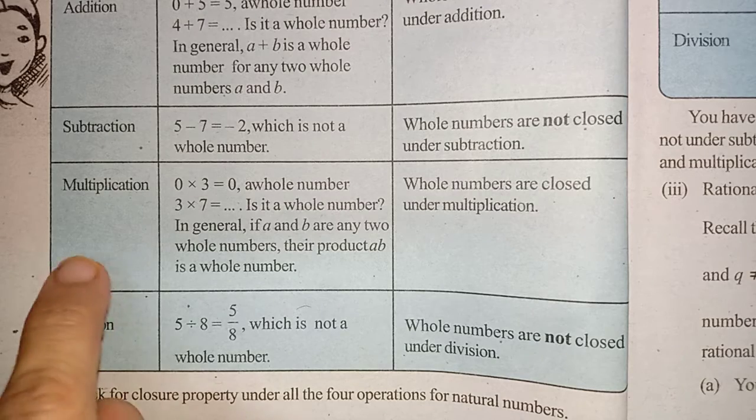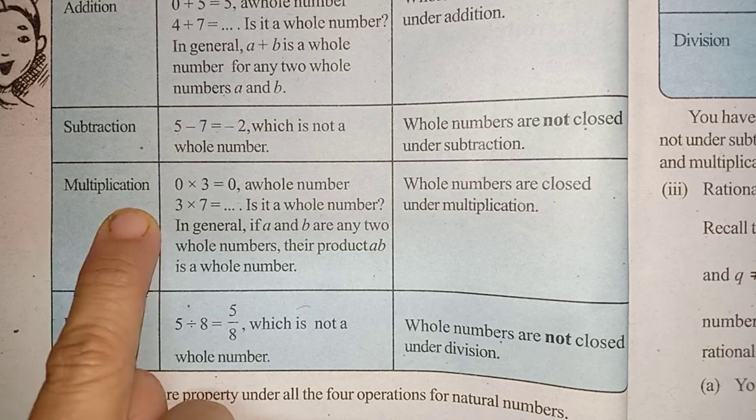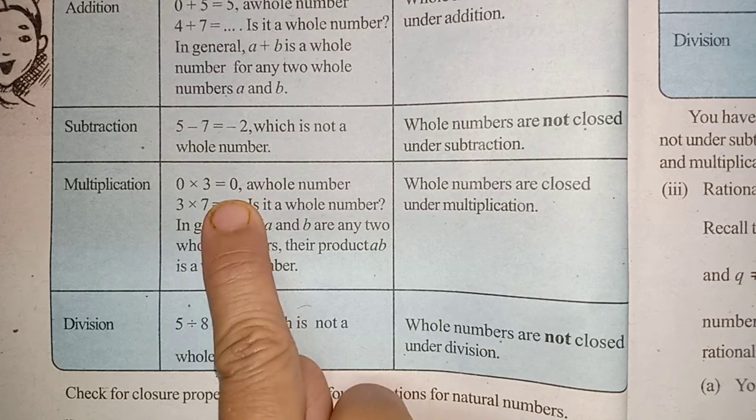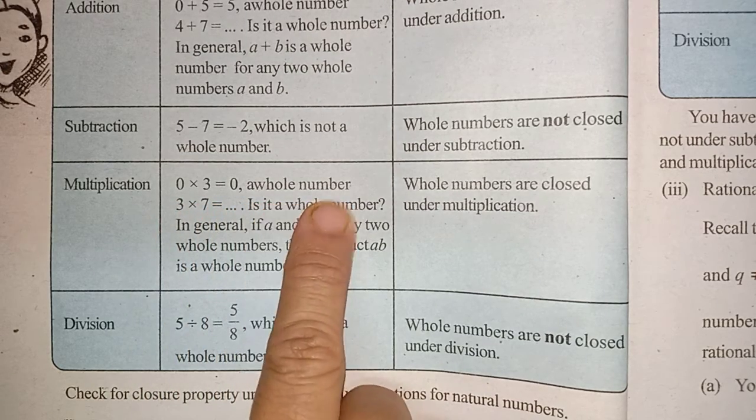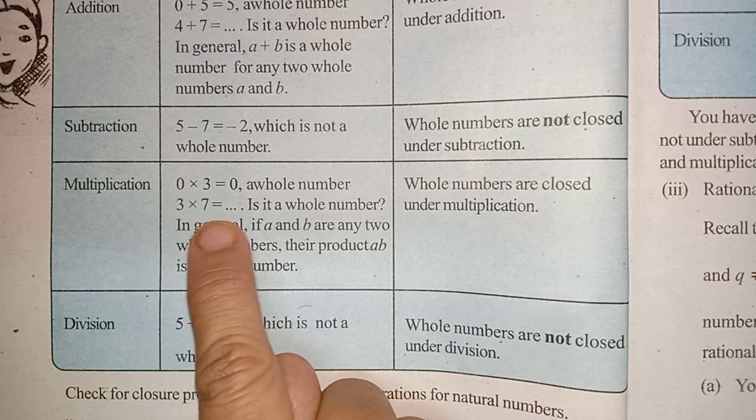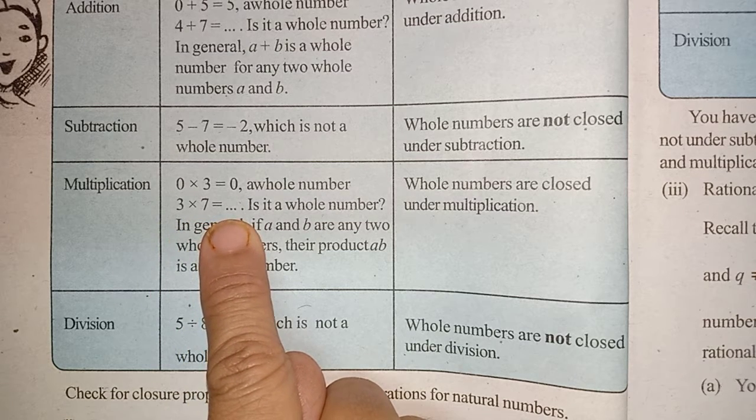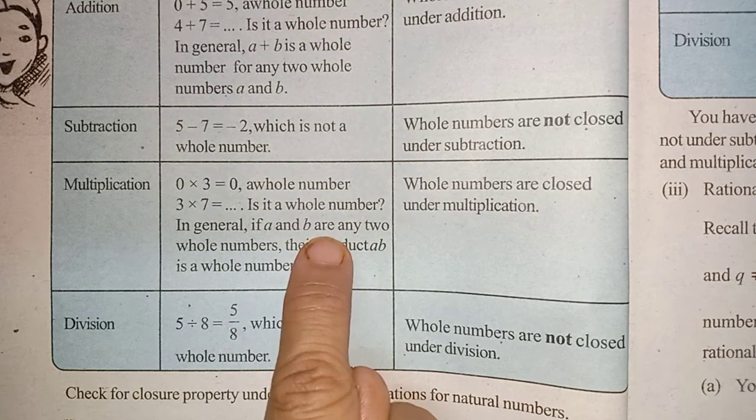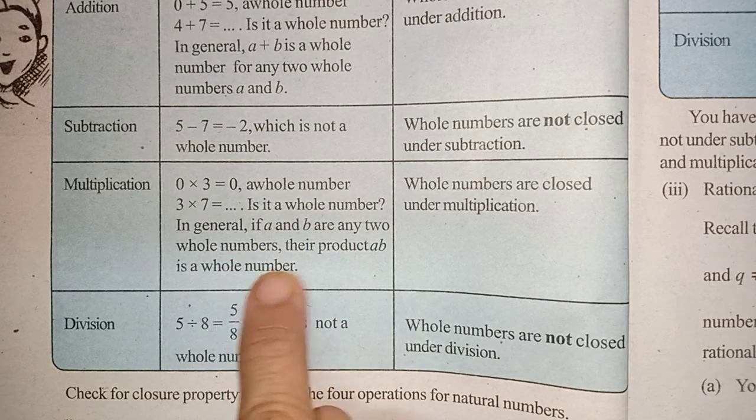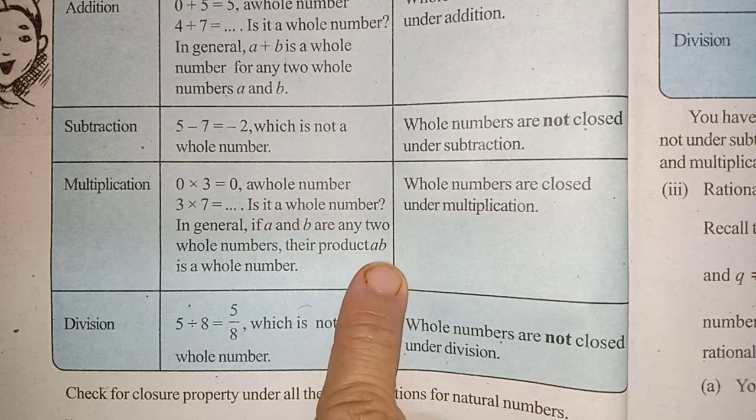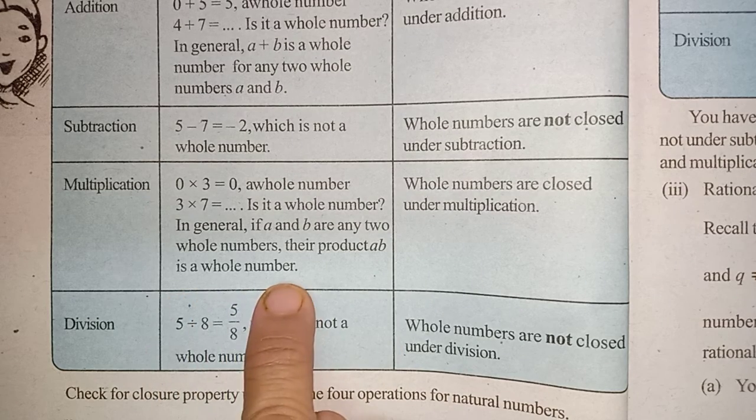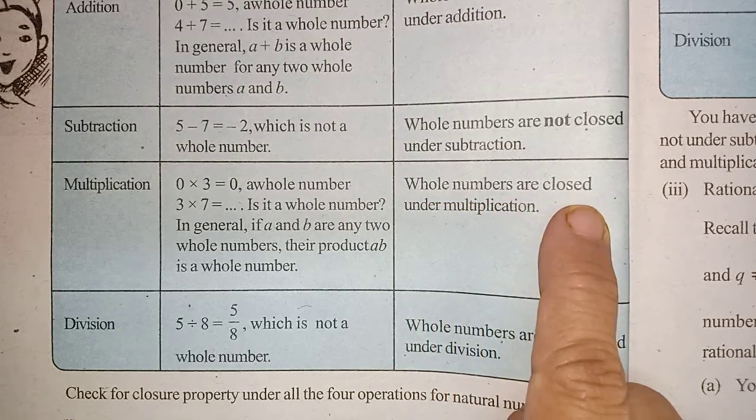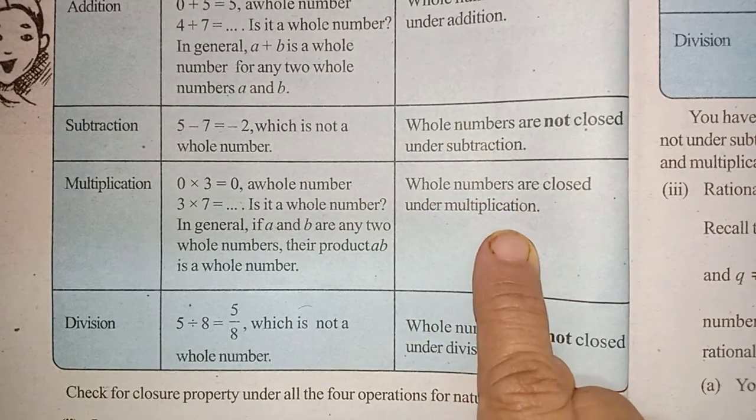Now let's see the next property, multiplication. 0 into 3 is equal to 0, which is a whole number. 3 into 7, the answer is 21, which is also a whole number. In general, if a and b are any two whole numbers, their product ab is a whole number. So what is our remark? Whole numbers are closed under multiplication.